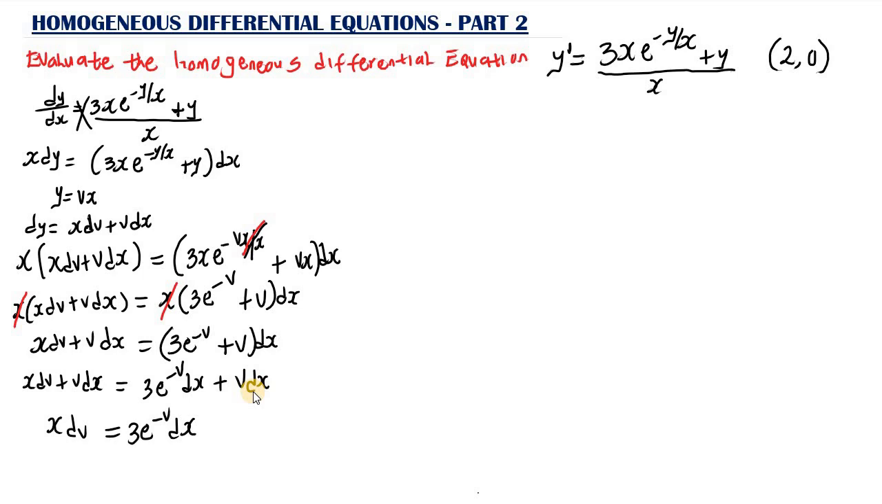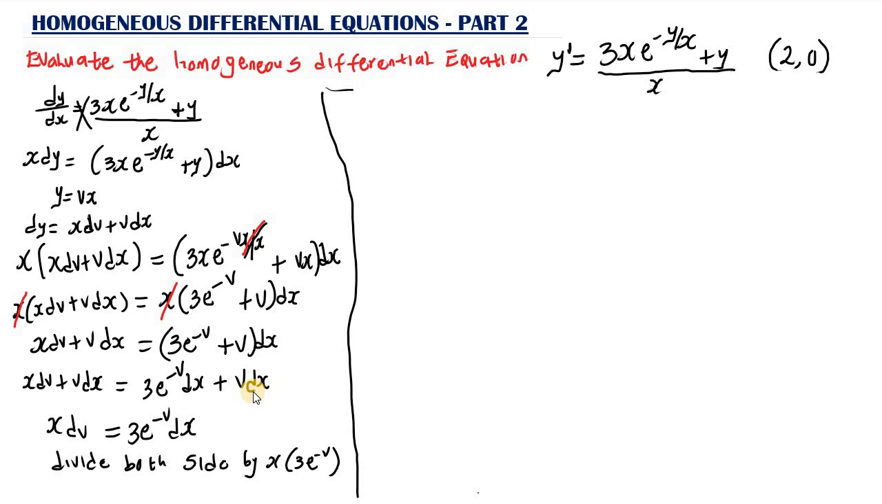So what we are going to do next is we need to separate the variables. And how can we separate these variables? We are going to divide both sides by s multiplied by 3e raised to the power of negative v. So this is the next step. We are going to divide both sides by s, then multiply 3e raised to the power of negative v.